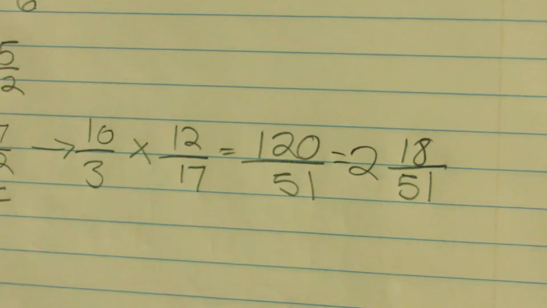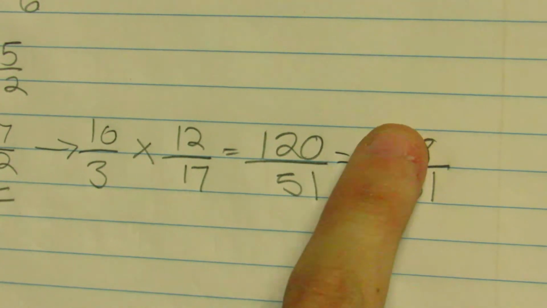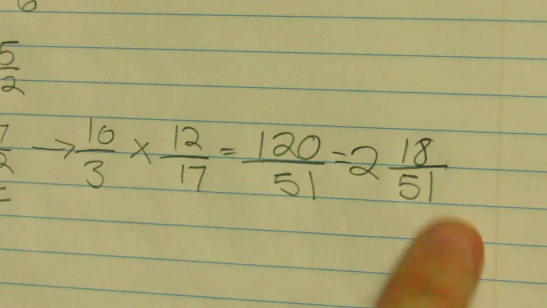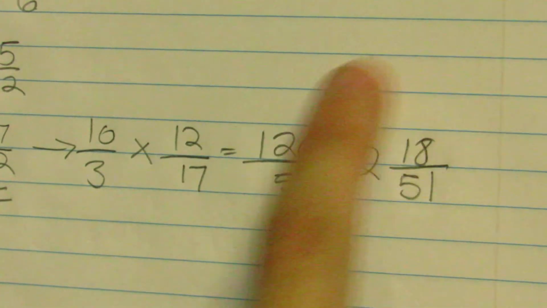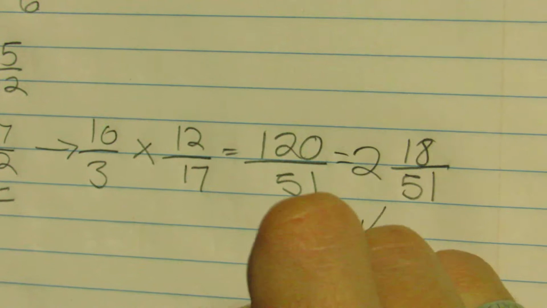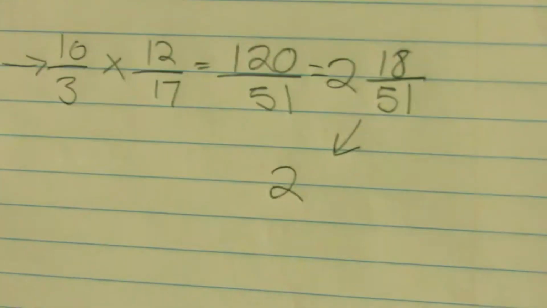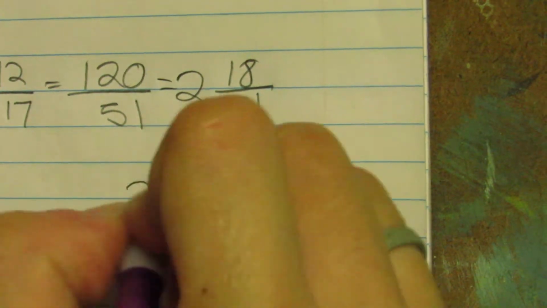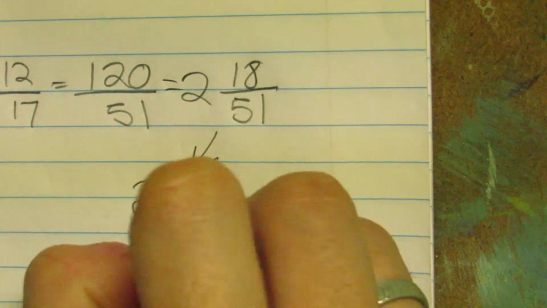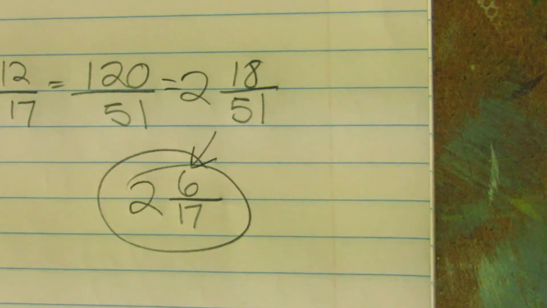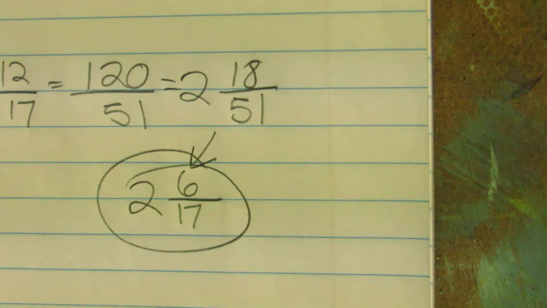Now, your mixed number is 2 and 18/51, I believe that's how you say that. Now, this can actually be reduced. So I keep 2 as my whole number, but 18 and 51 have 3 as a common factor. So 3 goes into 18 6 times, and 3 goes into 51 17 times. So that's my official answer for number 12.